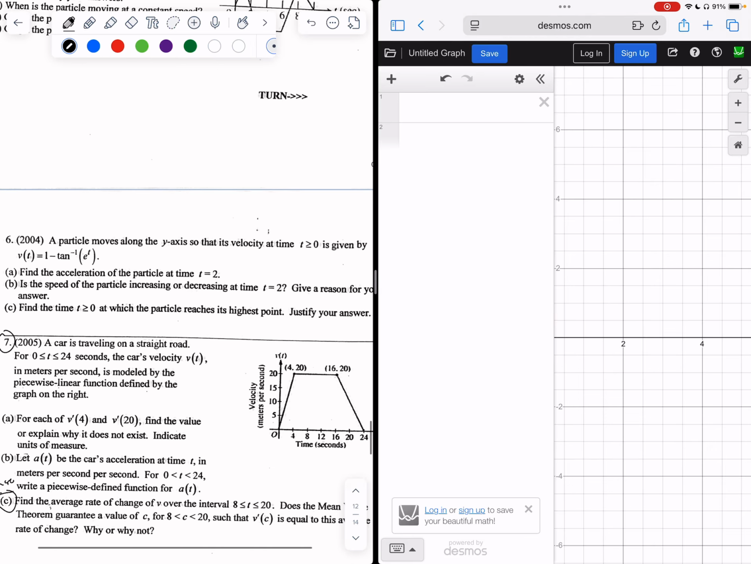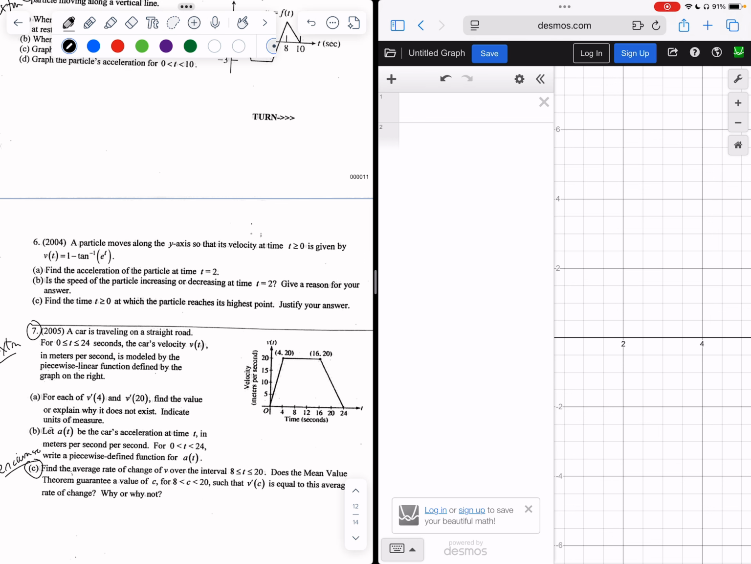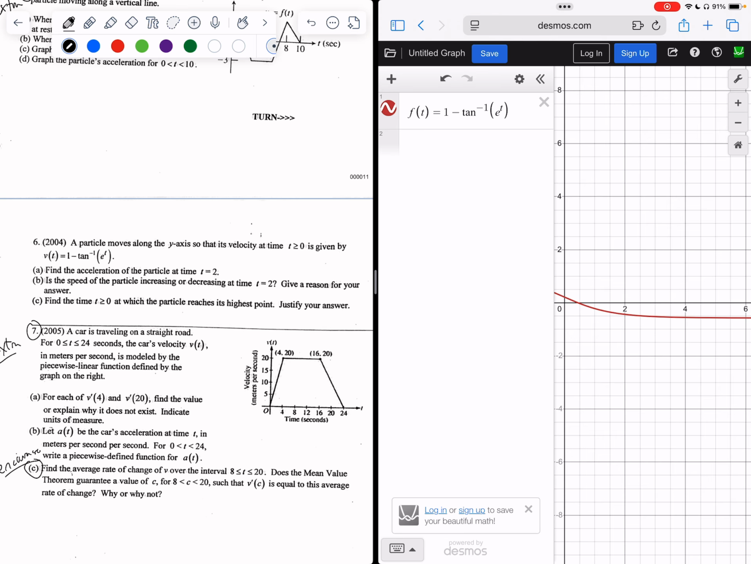Okay, question number 6. It says the velocity is 1 minus inverse tangent of e to the t. Talk about a terrible derivative to take. This one is definitely calculator. So we want to find the acceleration. The first thing I'm always going to do is graph velocity. 1 minus the inverse tangent of e to the t. And there it is. There's our function right there.